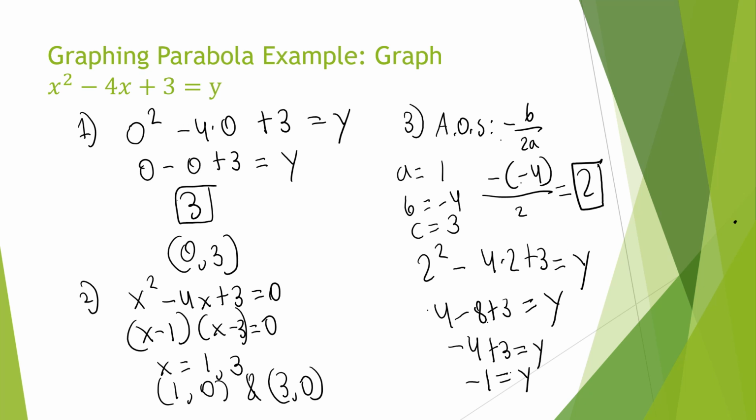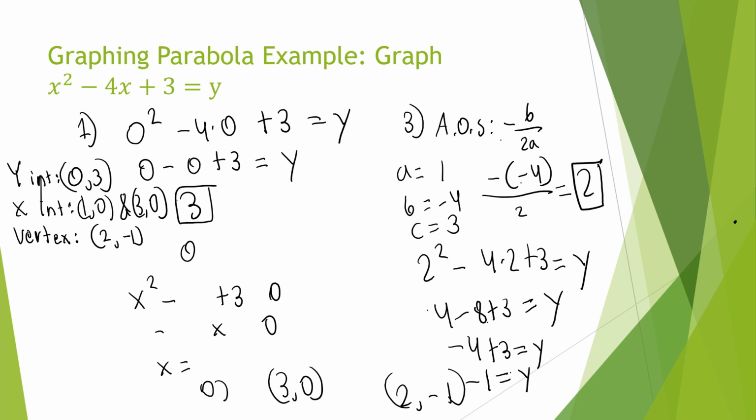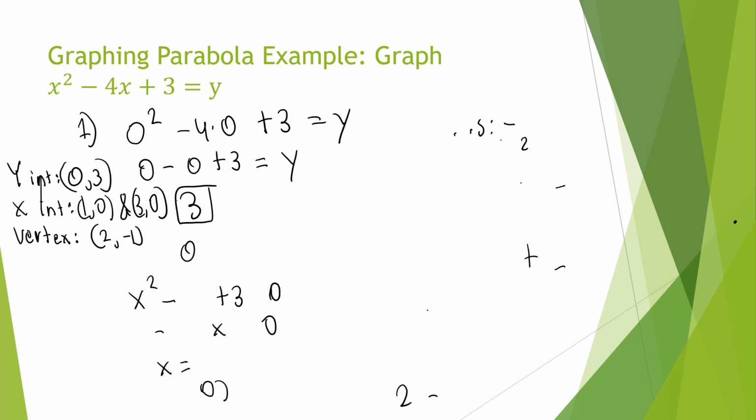So now let's write it down and let's graph. Your vertex is going to be 2, minus 1. So let's write it down. Y-intercept: 0, 3. X-intercepts: 1, 0, and 3, 0. And then vertex: 2, negative 1. And now let's erase all of this so that we can get some space for our graph. I think that should be enough space. So let's do it.